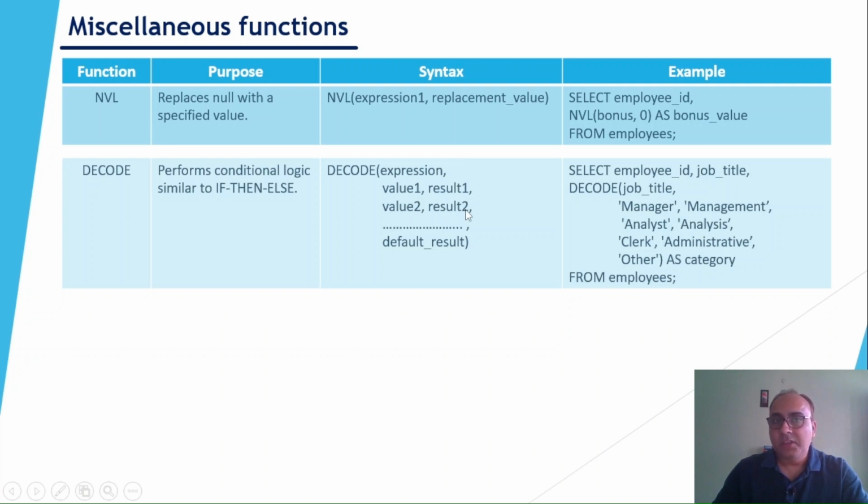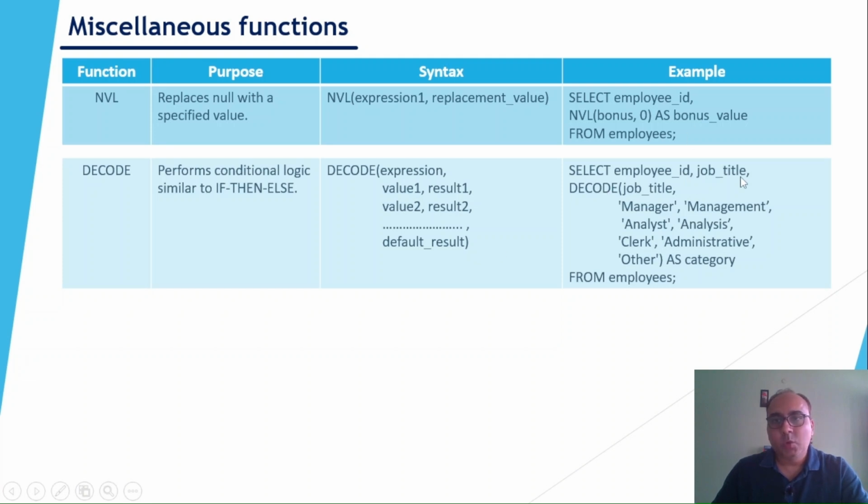So you will have to specify all the possible values, and accordingly what has to be displayed. Let's say you have specified 3 values, and the value stored in that particular column is not matching any of those 3 values. In such cases, whatever you specify in the default result is going to be displayed. Let's look at the example.